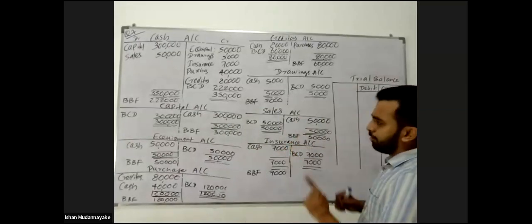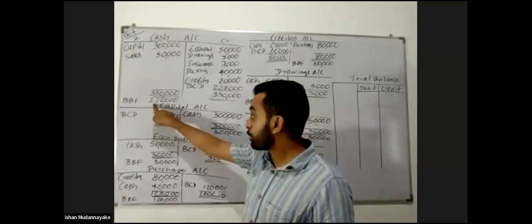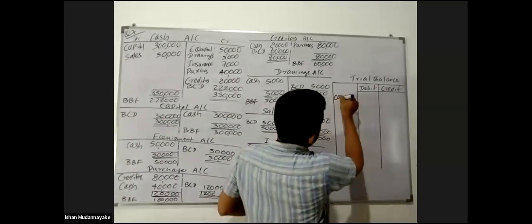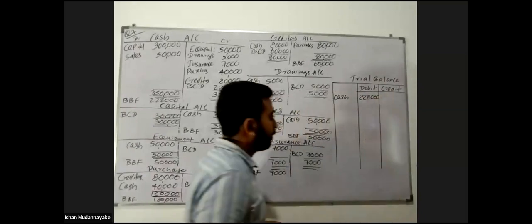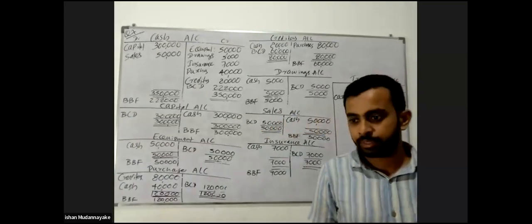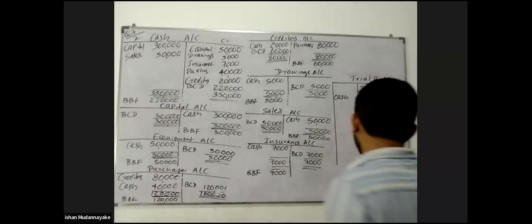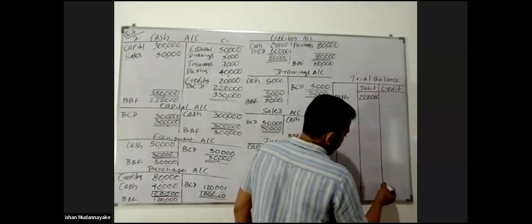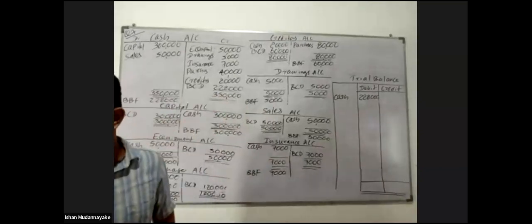Then the cash balance, remaining cash balance, how much balance brought forward? 228,000. Remaining cash balance in the debit side. This 228,000 you need to debit into the trial balance. Cash 228,000, debit side. Likewise, balances available in all ledger accounts, you need to record in the trial balance. And at the end of the day, both sides of the trial balance should be equal. Debit side should be equal to credit side.